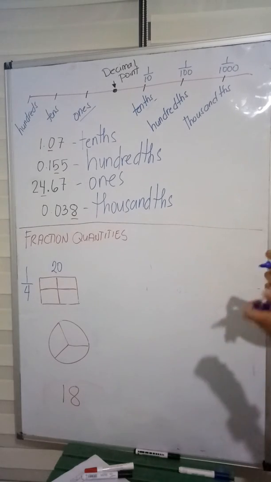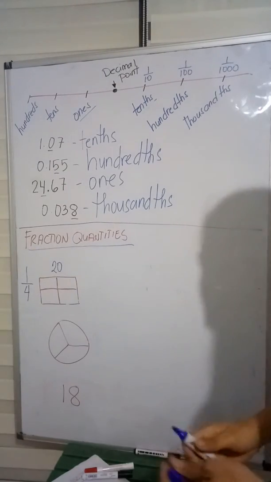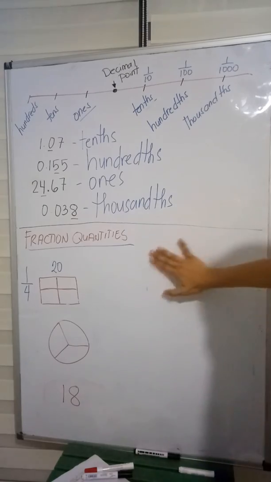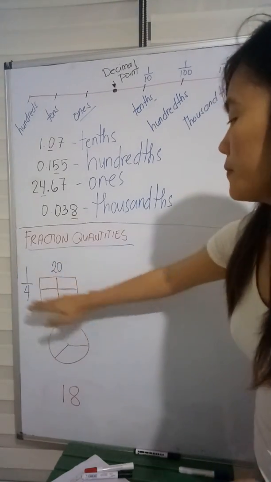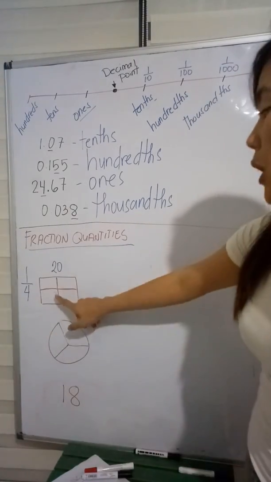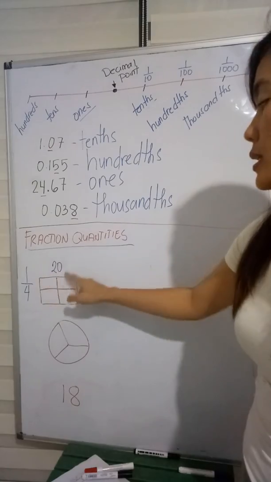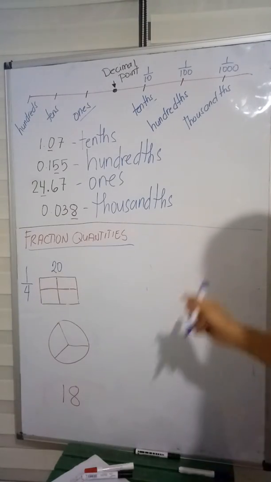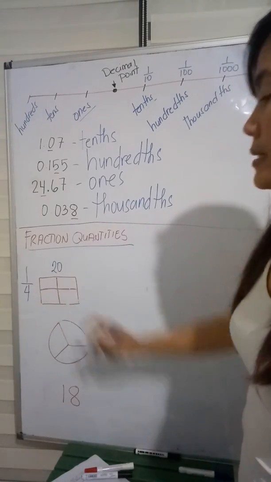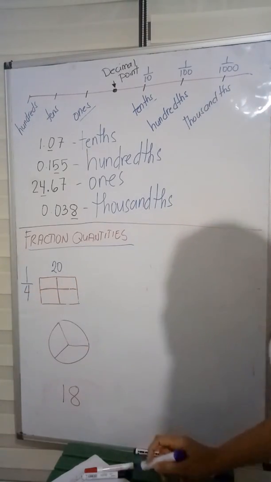Now, next. Another activity that you will be doing today is what we call fraction quantities. It's still about fractions, and look at this figure, not these two. Focus on the top one. As you can see, I have a box or a square and a fraction here that says 1/4 and a number that says 20. Now I want you to focus first on the box. How many parts are inside the box? We have 1, 2, 3, 4. That's why we have the denominator 4.